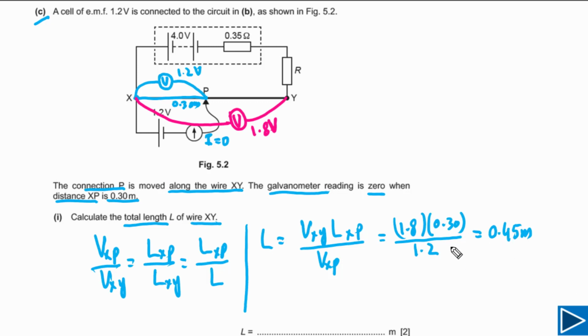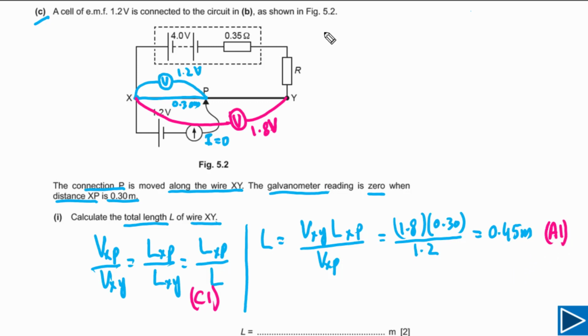This question has 2 marks. The first mark is if you have written in this form, means if you have written the ratio between VXP and VXY and the ratio between LXP and LXY, these are equal, you will get 1 mark. So this is C mark. And the second mark is answer mark. This is for the answer. If you got right answer, you will get 2 marks.